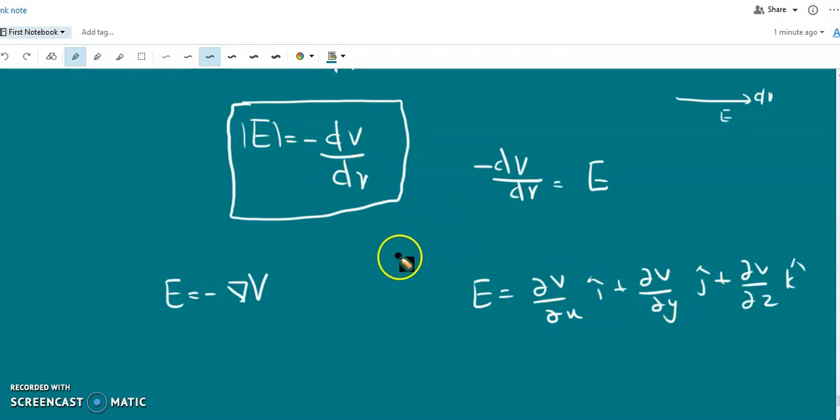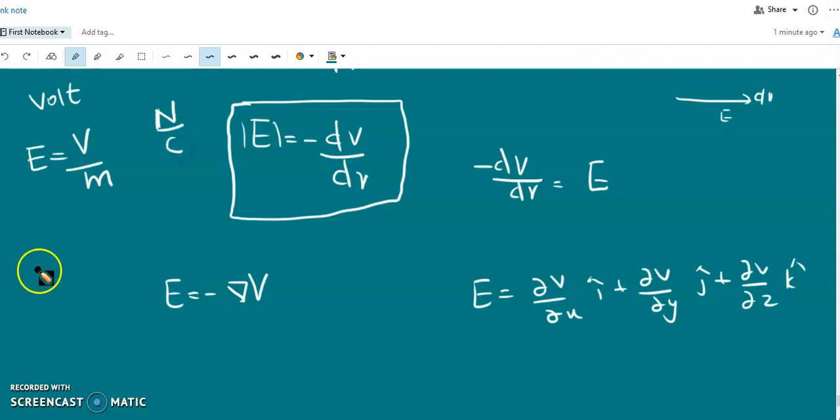Direction order. And from this we can have another unit for the electric field. The unit of potential is volt. So in terms of the unit of potential, electric field has another unit, volt per meter. Volt per meter is another unit of electric field. Electric field is already force per unit charge, with the unit Newton per coulomb. So 1 volt per meter is equal to 1 Newton per coulomb. You can use either of these units.